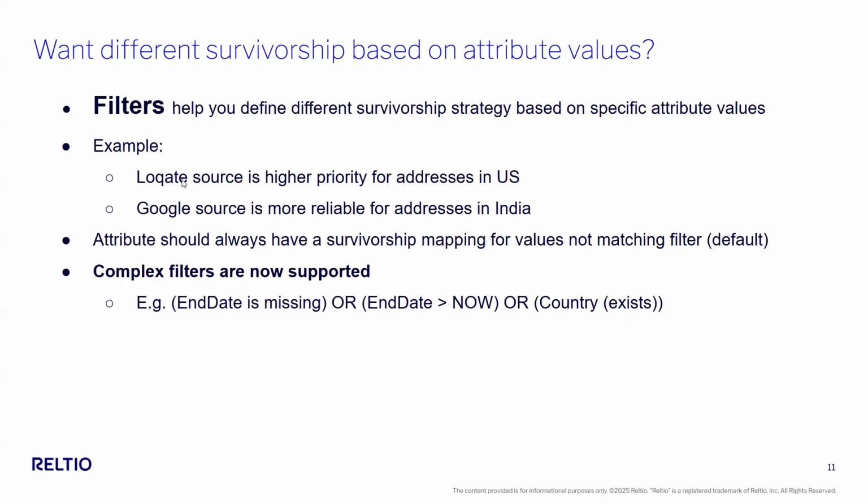Until recently, the filters only supported very basic conditions. Equals to was supported, and there were no and or conditions also. But now we do support complex filters. It is currently not in the UI, but directly in L3 configuration, you can configure complex filters. Something like this: end date is missing. Earlier there was no concept of missing, exists and so on, but now you can define all of these: missing, greater than, country exists. All of these complex filter conditions are supported, and in the documentation you'll find some good examples of what the different types of conditions are which are supported and how to configure that.